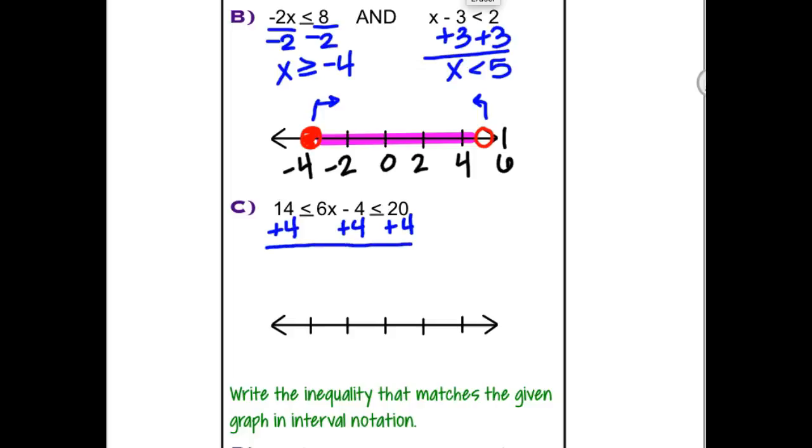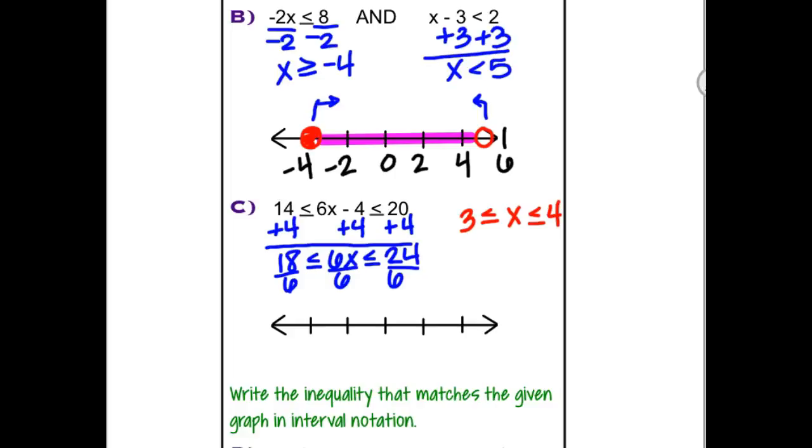So now I've got 14 plus 4 is 18, less than or equal to 6x, less than or equal to 24. Now I'm going to divide by 6 everywhere, just like I've been doing, and I get a final solution of 18 divided by 6 is 3, less than or equal to x, less than or equal to 24 divided by 6, which is 4.